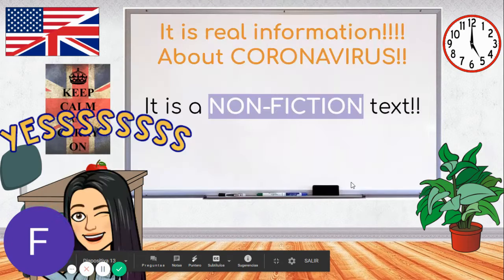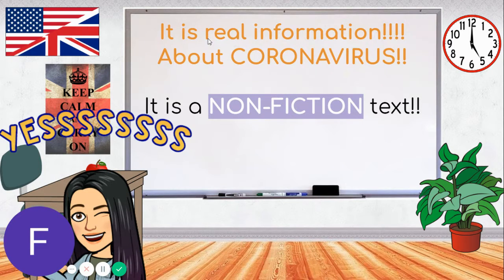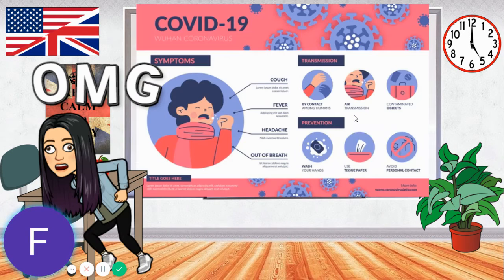Okay, what is this? It is real information about coronavirus. So it is a non-fiction text, right? All of this is real, is happening right now.